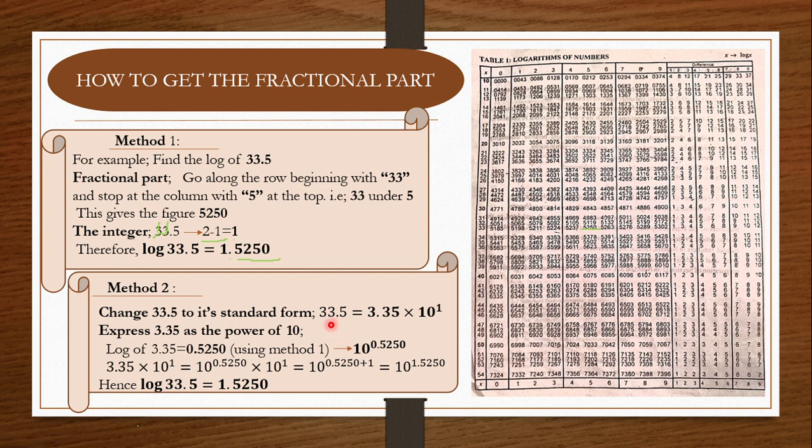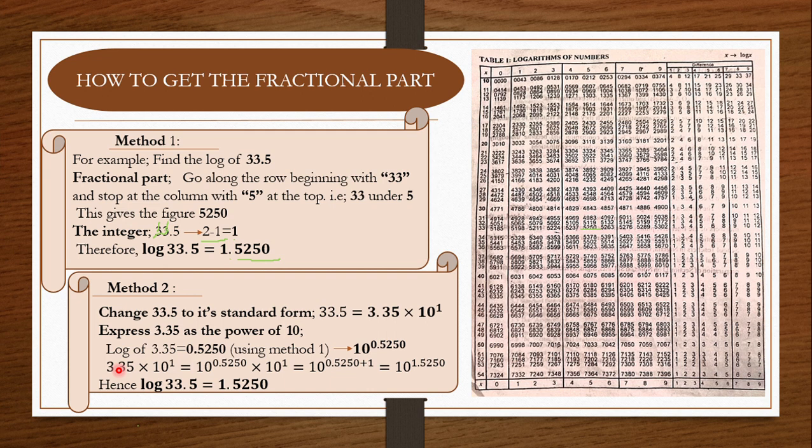So with 33.5, changing it to standard form will be 3.35 times 10 raised to the power 1. You know, we only move the decimal point once, so that's why it's 10 raised to the power 1. Now we express 3.35 as a power of 10. Since 10 already has a power, we have to express 3.35 as a power of 10. To get that power of 10, we have to use our logarithm table. So we have to get the log of 3.35.